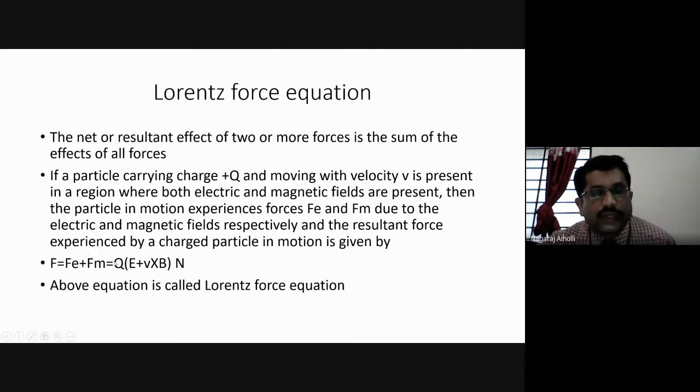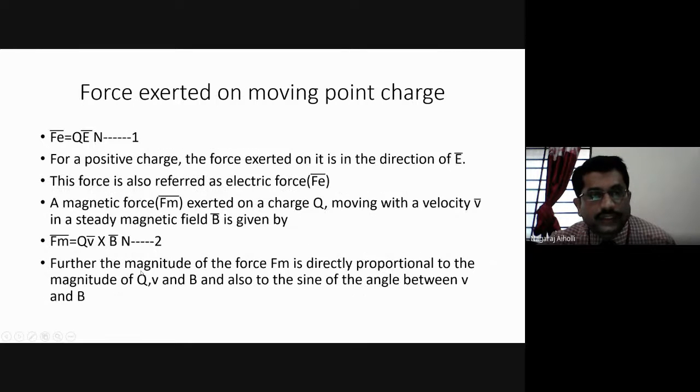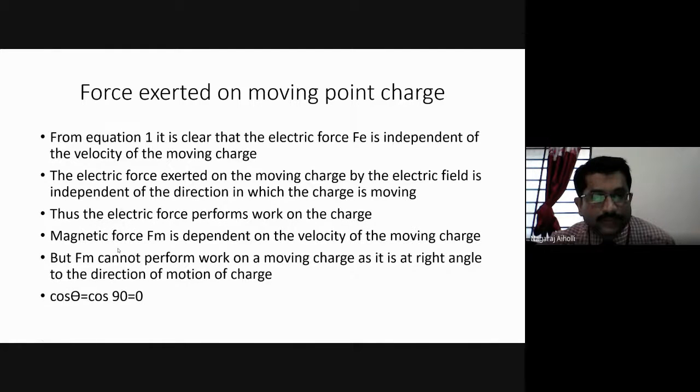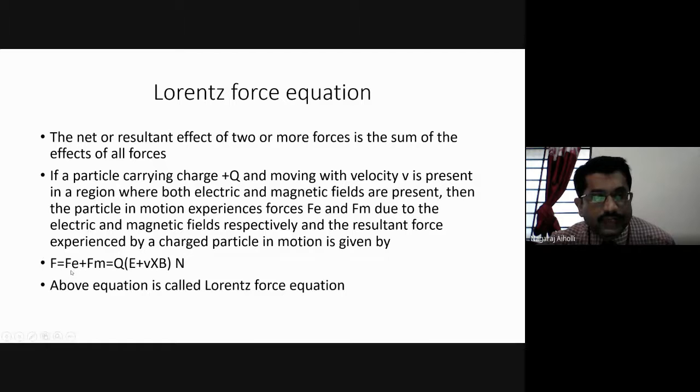Fe is Q into E. We have just now seen that Fe is Q into E. Fm is QVB. So QE plus QVB will be the total force exerted on the moving charge Q. That is F is equal to Fe plus Fm, which is Q into E plus QVB. Take Q common, it will be Q into E plus V cross B newtons. This equation is called the Lorentz force equation.